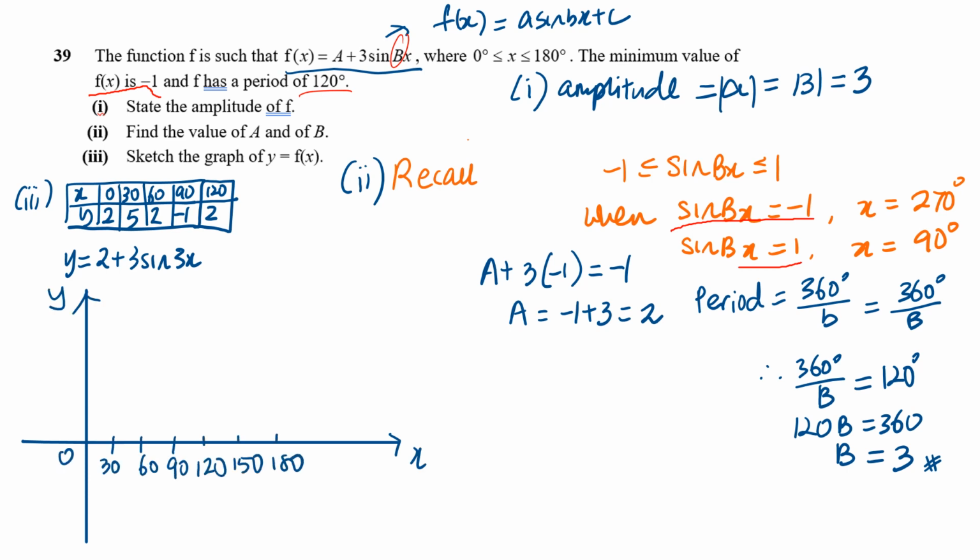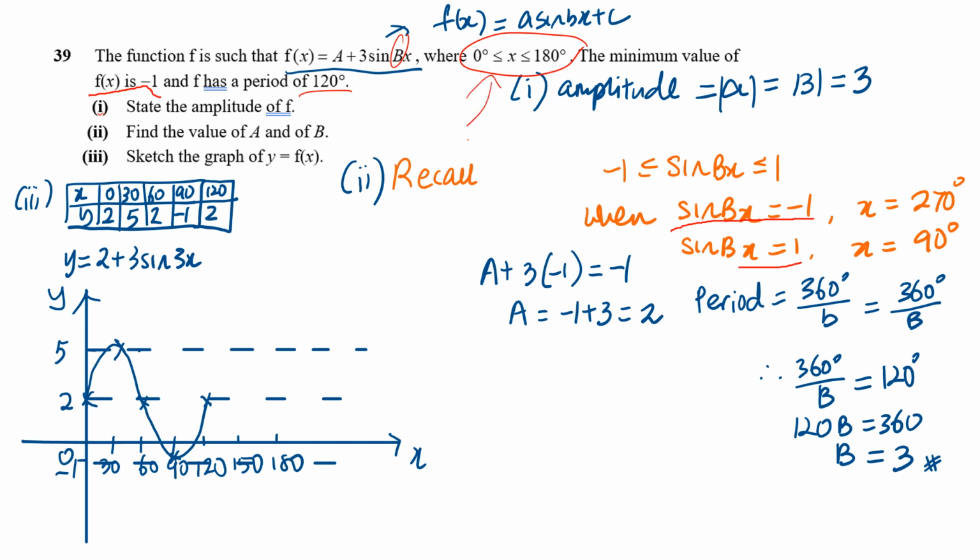Then next thing, please use a ruler to draw your x and y axis. Label all your points correctly. Why do I do it until 180? I did it until 180 because of the range given. Okay, one cycle is just from 0 to 120, but you don't stop at 120. You must always answer the question asked. So they want you to continue to draw until 180. So you continue the cycle, and that's it. That's how your curve looks like. Beautiful curve.